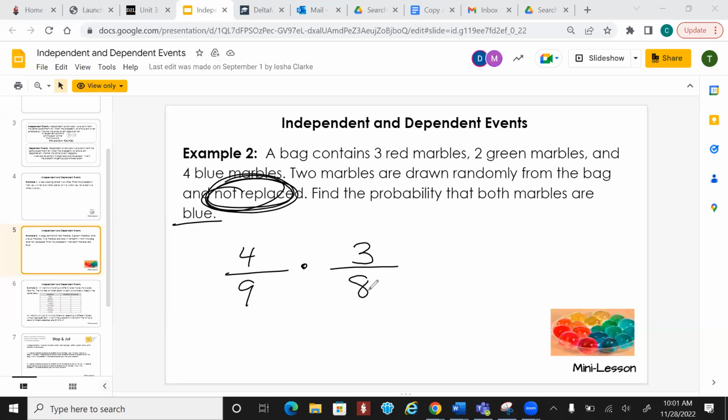That makes sense? So when we multiply these fractions, I'm going to do it the fraction way and then the decimal way in just a second. 4 times 3 is going to give us 12. 9 times 8 is going to give us 72. Now, yes, you could reduce that fraction, and if you do, you're going to get 1/6. And 1/6 is also the same thing as 17% or 16.7%, depending on how you want to round.